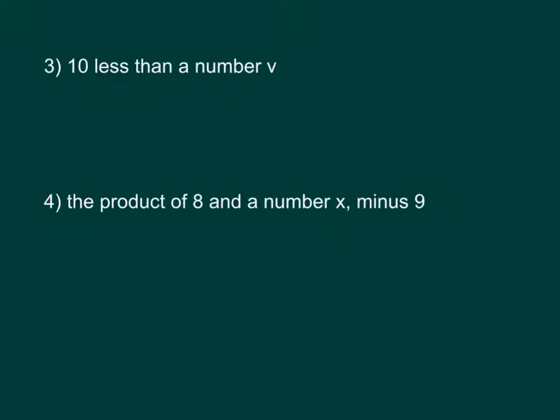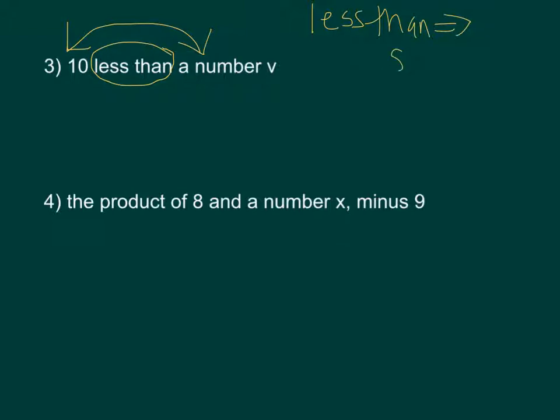Okay. Now number 3, 10 less than a number v. Okay, remember v is our variable, it's just going to be a number, we don't know what it is. Okay, less than means you're going to be subtracting from something. So whenever you see less than, you have to switch the order that it's given to you in, okay? So make sure you write that down. Less than, switch order. So you can remember when we're doing our work.